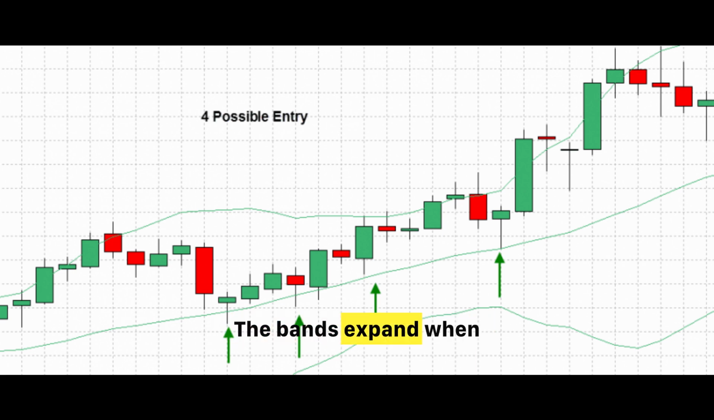The bands expand when the market moves and tighten when it's quiet. We look for band squeezes, breakout direction, and rejection signals to enter high-probability trades.